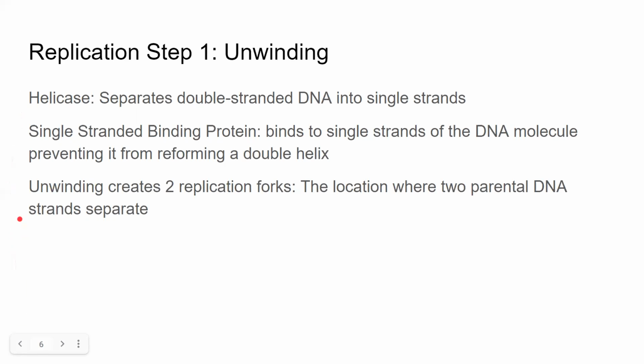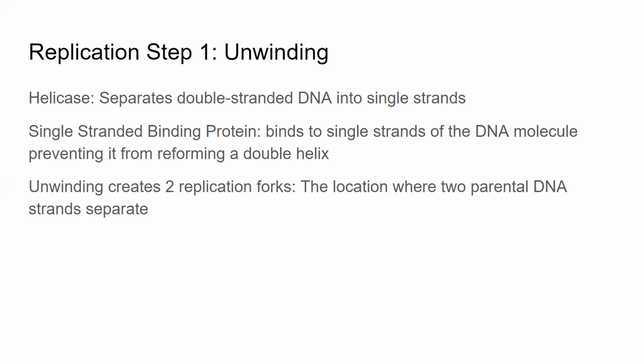So let's start by adding some details to that basic outline. Step 1 of replication is called unwinding. You might suspect that we're unwinding the double helix. Since replication is semi-conservative, we need to access the template strand, which is the old strand. The template strand is the original strand from the molecule. So we need to access the template strand so we can pull the double helix apart.